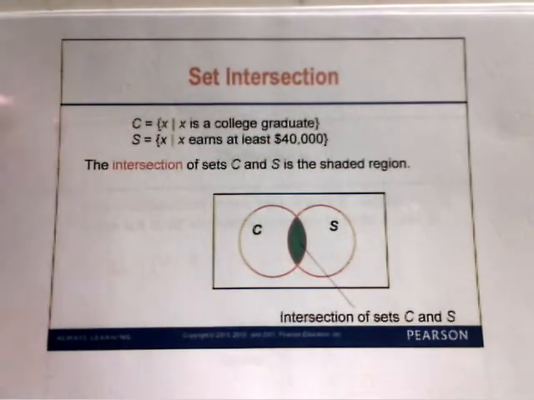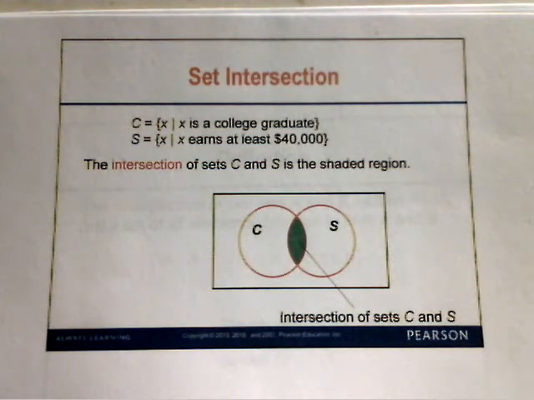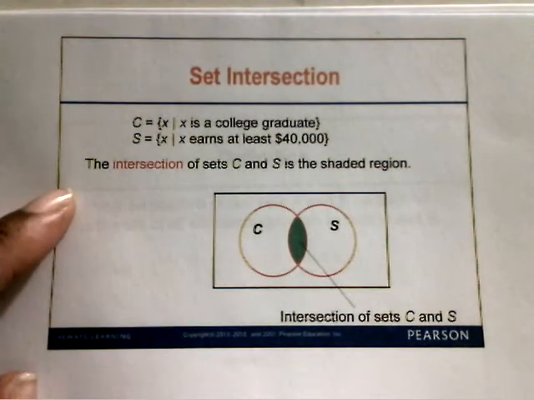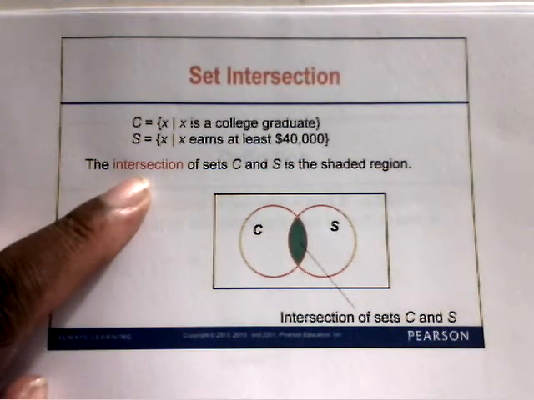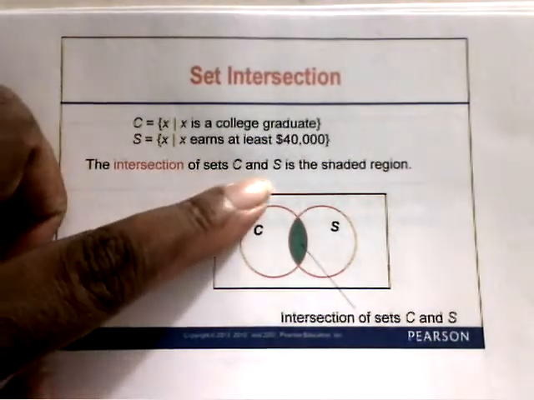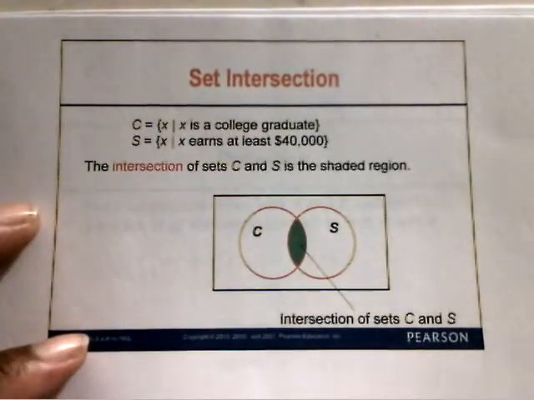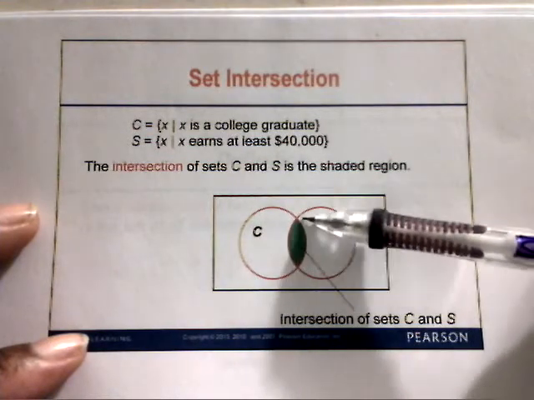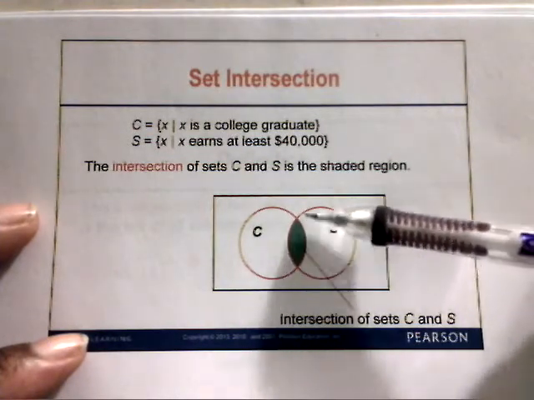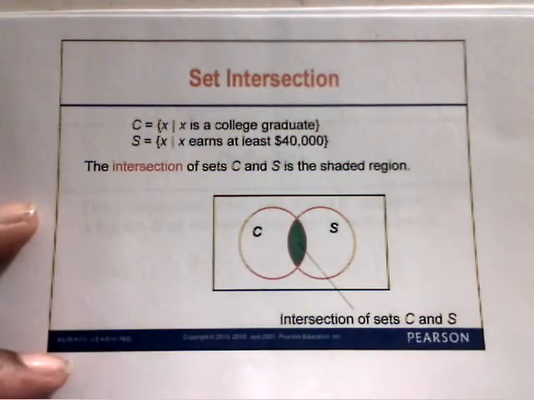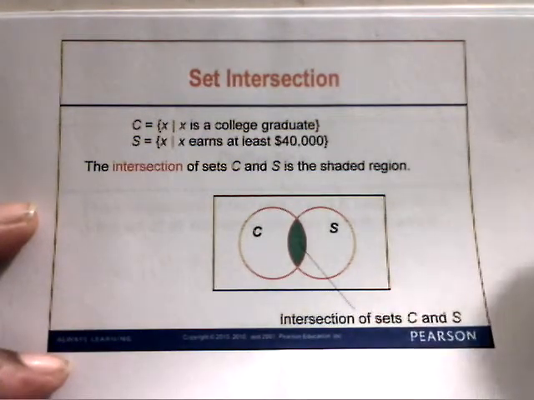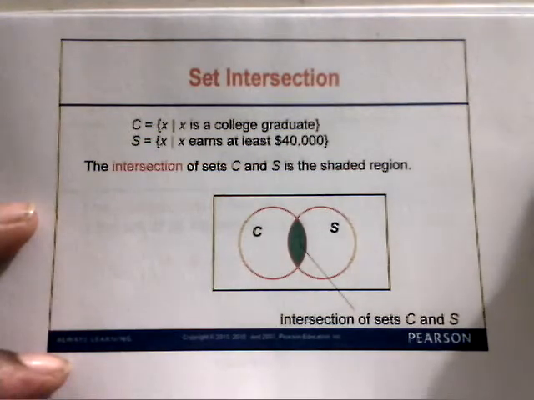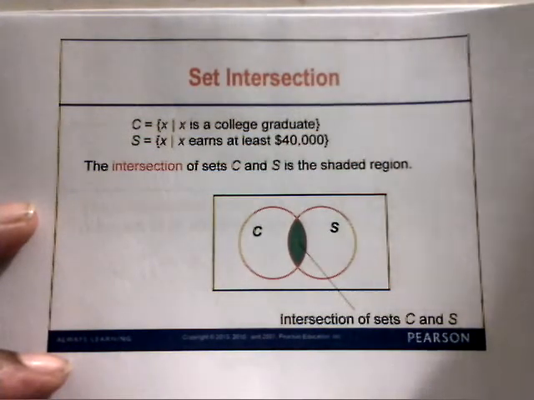And in this case, again, C is a set of all x such that x is a college graduate, and S is a set of all x such that x earns at least $40,000. So here the intersection of sets C and S is going to be this shaded region. Okay, so here you can see that shaded region. That means the intersection of both C and S. You're dealing with those who are college graduates and earn at least $40,000.